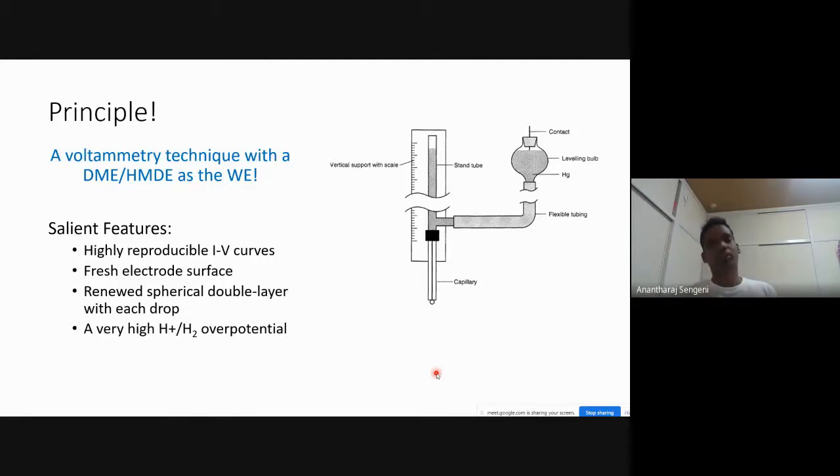The second thing is that it has a very high hydrogen overpotential. That is very, very important, and because of that, we are able to study the electrochemical reduction properties of many metal ions that are impossible to reduce in aqueous solution. So these are the salient features of the dropping mercury electrode or mercury drop electrode.